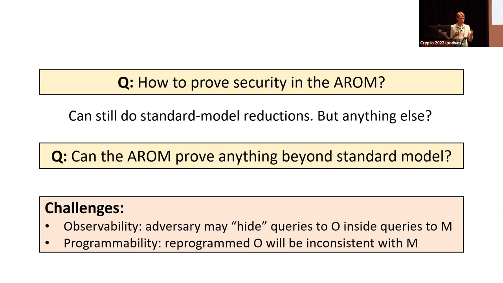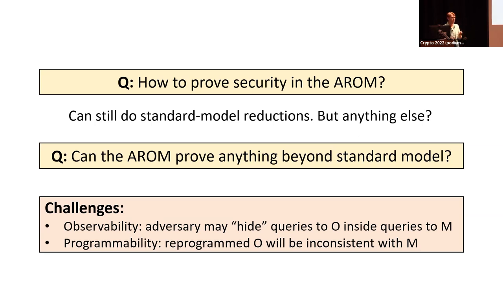Now you could say, well, I'm the reduction. I get to control the whole view of the adversary. I can simulate both the random oracle and M. But remember that M is arbitrary. We're quantifying over all possible M's. We don't necessarily even know what M does. So how do we reason about M and show that we can program challenges into O and also simulate the appropriate M in order to allow us to do anything?